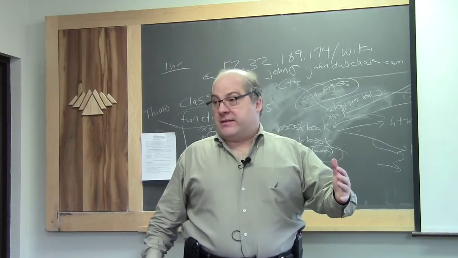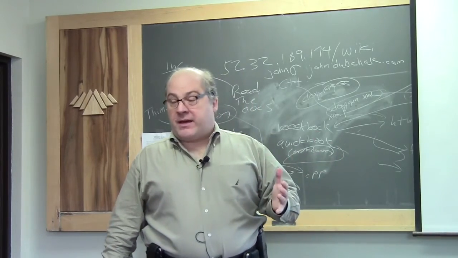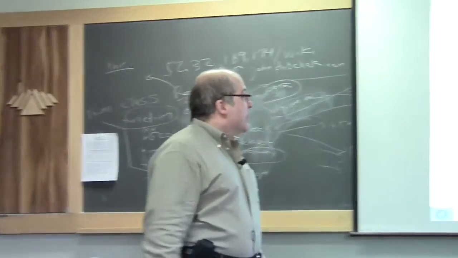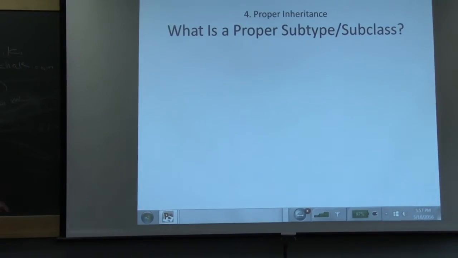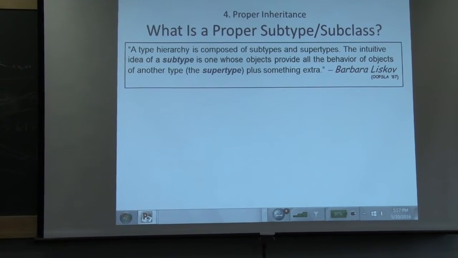We have to think about our clients. We have to say, are they going to be okay? And nah, they're not going to be okay. So what is a proper subtype or subclass?